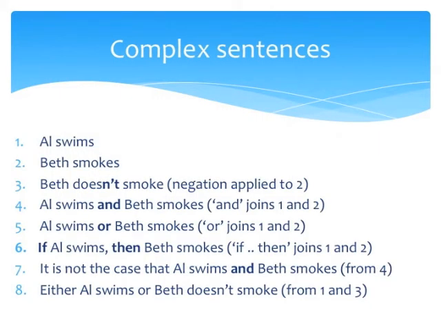Here are examples of complex sentences, which are made by combining the simple sentences 1 and 2 in various ways by means of the connectives. So we have not only Al swims and Beth smokes, but then we have Beth doesn't smoke, which is simply negation applied to 2. Or Al swims and Beth smokes, which is made by taking 1 and 2 and sticking and in between them. And then instead of and, we could have written or: Al swims or Beth smokes, etc. So, if Al swims, then Beth smokes. It is not the case that Al swims and Beth smokes, and either Al swims or Beth doesn't smoke.